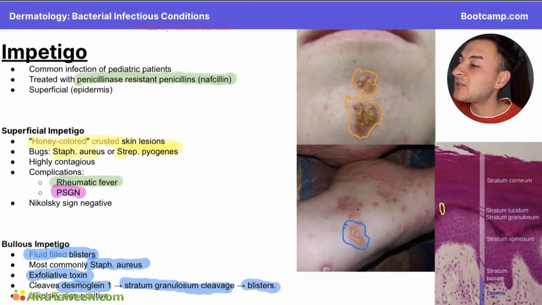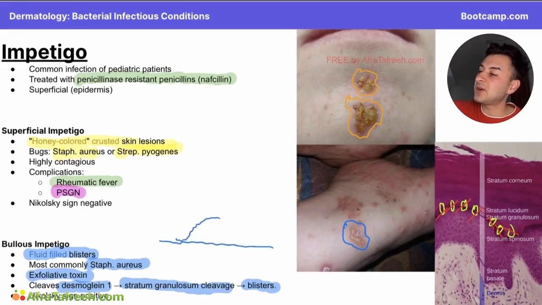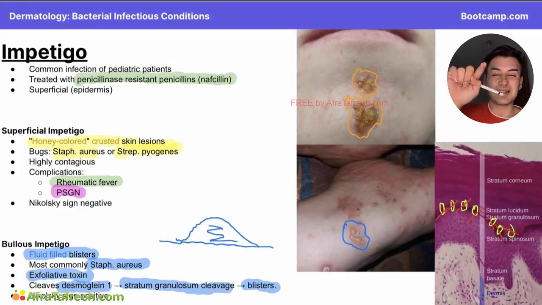Here's the stratum granulosum. You can imagine desmosomes all throughout here. And this exfoliative toxin, which I'm going to make here in red, comes through and it basically cleaves these desmosomes and it leads to blistering pathology. And that's what's going to lead to Nikolsky sign positive blisters. So let's talk about what Nikolsky sign positive means. So if this is the surface of the skin here, and then we have a blister right up here with some fluid inside, a Nikolsky sign positive blister is going to break open at the slightest amount of trauma.